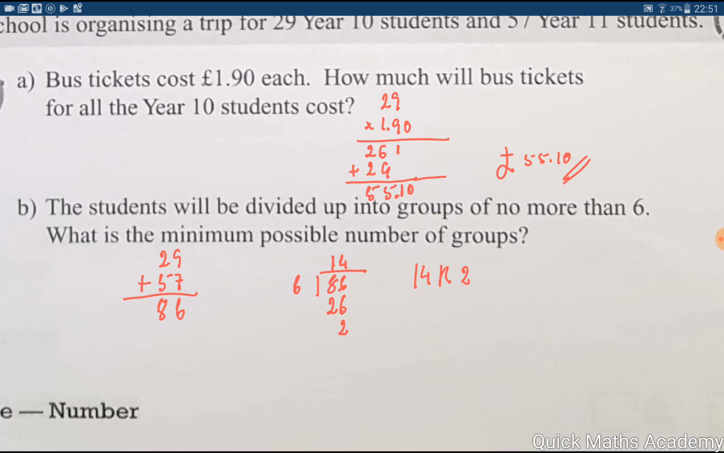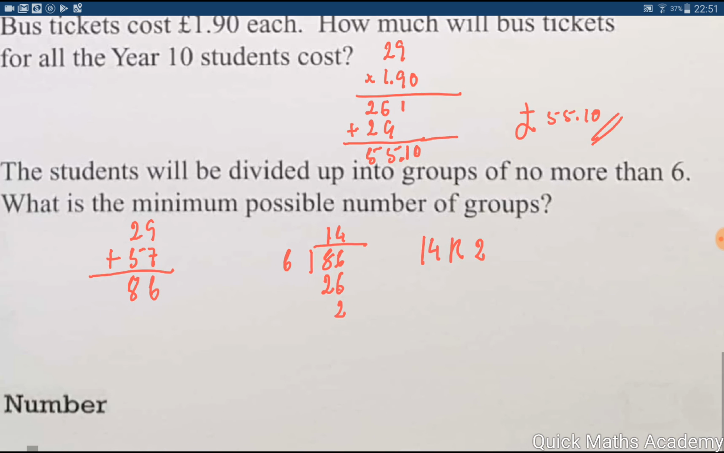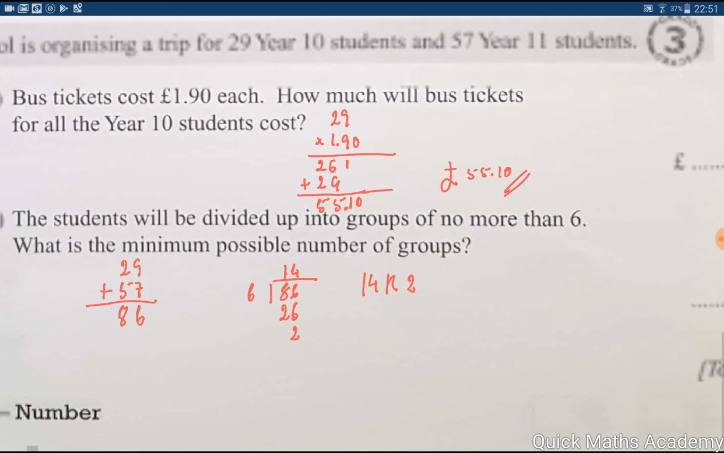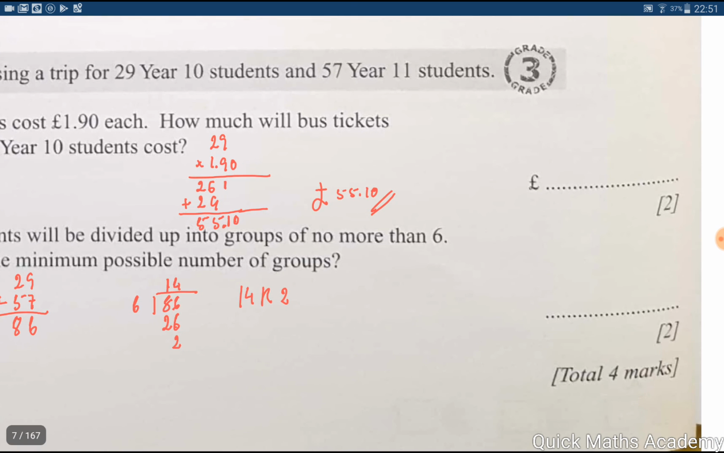So it's 14 groups of 6, and 2 students must be in another group, which is not going to be a group of 6, it's a group of 2, but this last group must exist in order to take all the students to the trip. Because if we answer 14, there are 2 students that will not go to the trip, so our answer must be 15 groups.